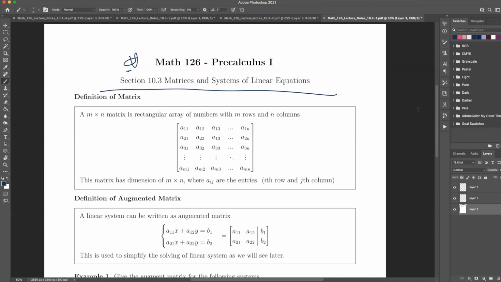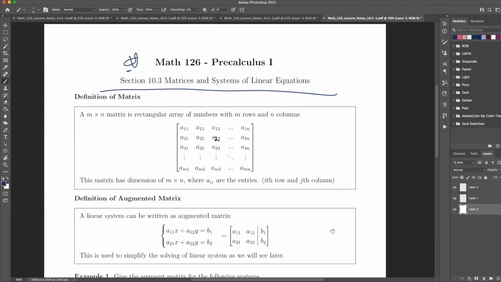A matrix is an M by N rectangular array of numbers with M rows and N columns, so it's row by column. Each entry we call the ij entry. A32 is the third row, second column. There's a little typo here. This one would be the second row, third column, and so forth. And so this is what we define to be a matrix.